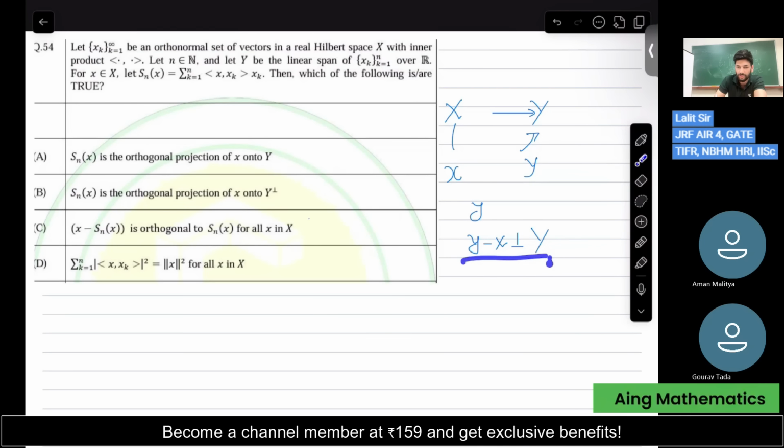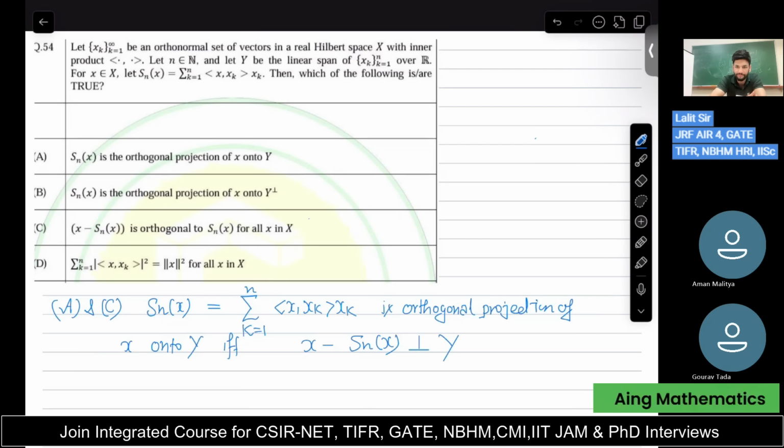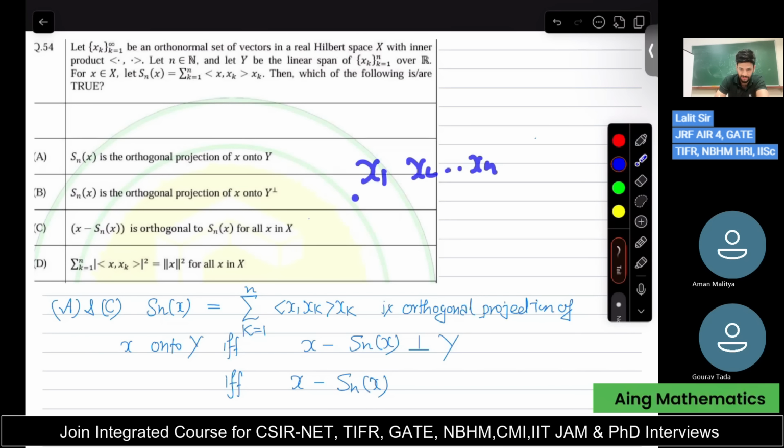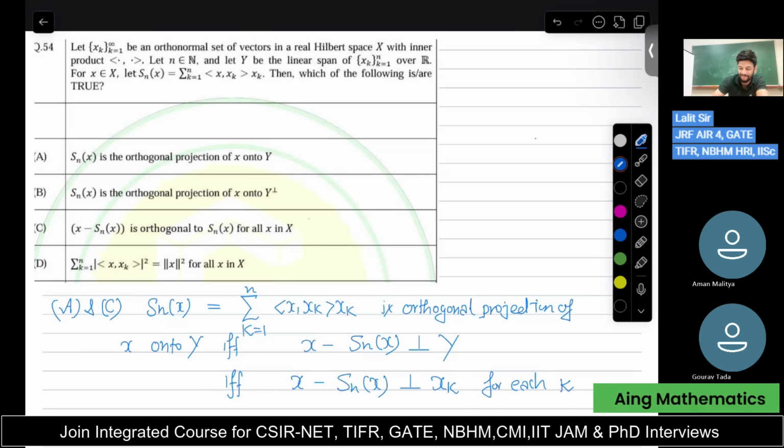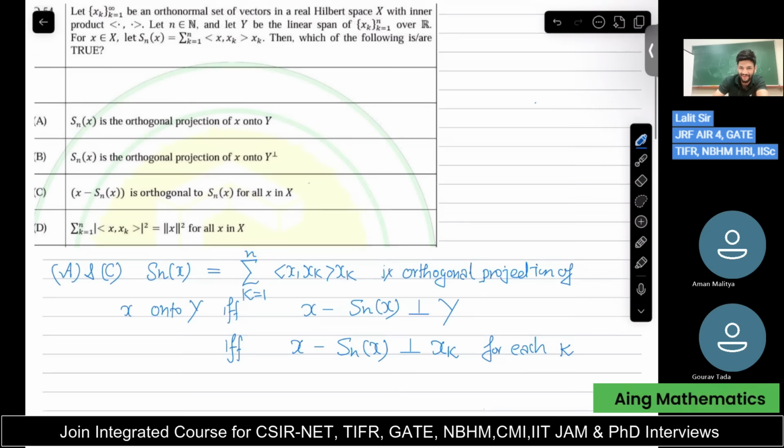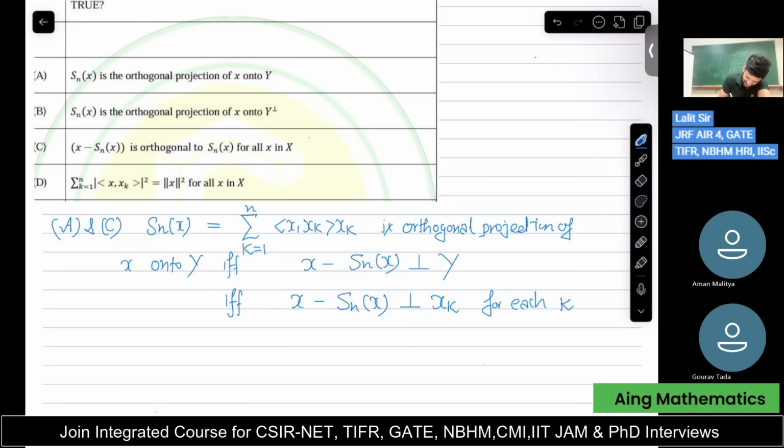That means it is perpendicular to each of the spanning vectors of Y. Because Y is spanned by the vectors x1, x2, up to xn, if something is perpendicular to each of these vectors, it must be perpendicular to the whole space. So if and only if x minus S_n x is perpendicular to x_k for each k. We did this yesterday in the theory class; this is direct theory.